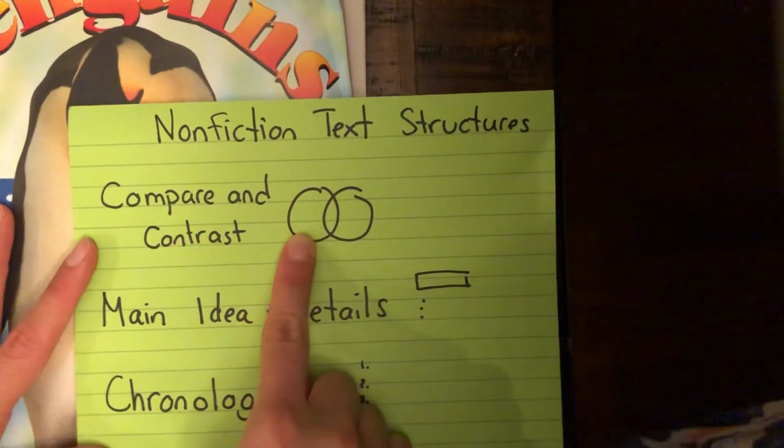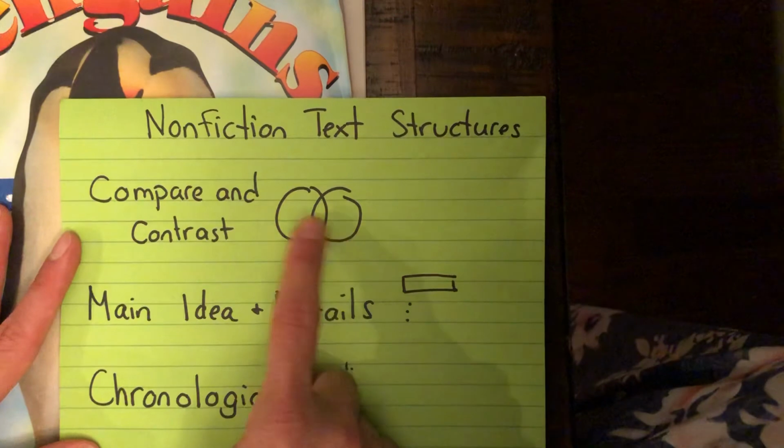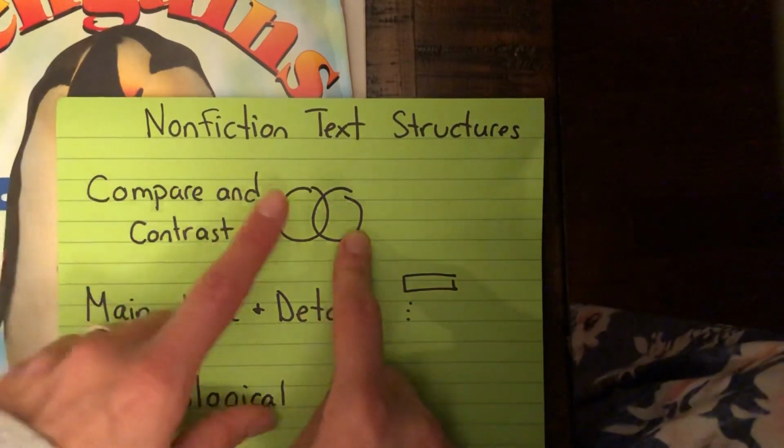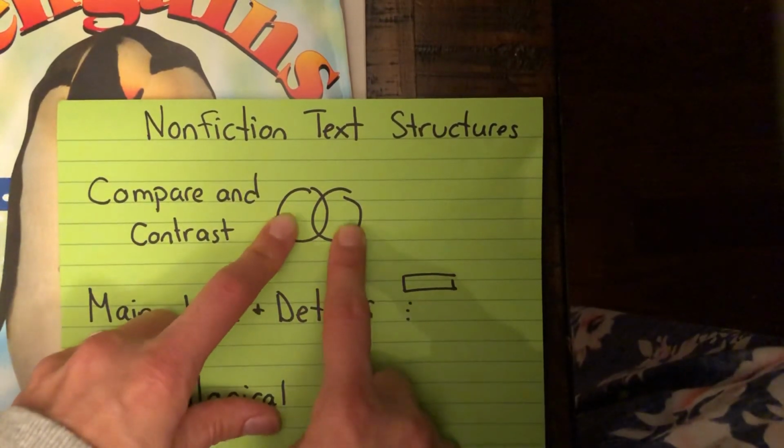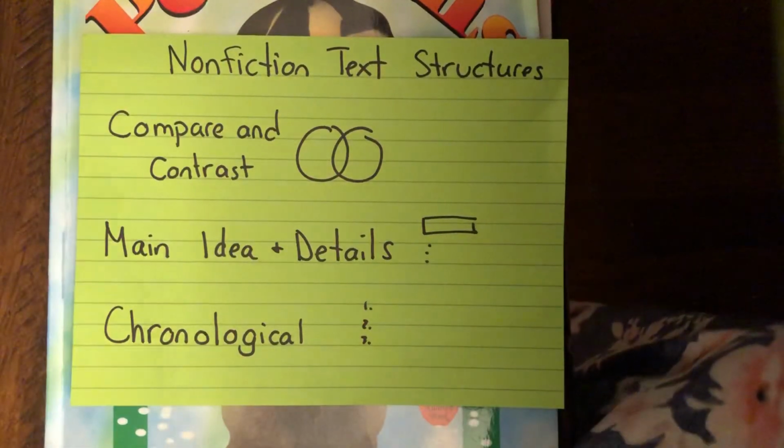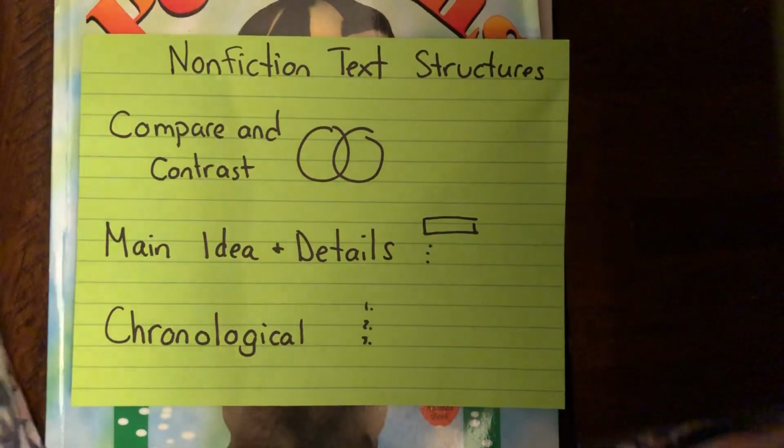So this would be a really good strategy if, say, you were comparing and contrasting two different types of penguins, right? Here are my two different types of penguins. This is how they're different, and this is how they're similar, okay? So don't forget to use different note-taking strategies depending on the nonfiction text structures.